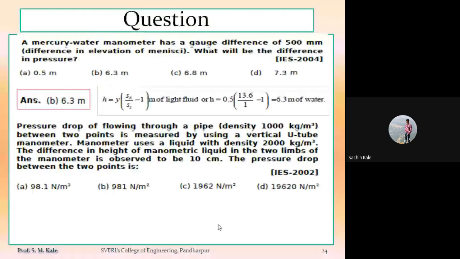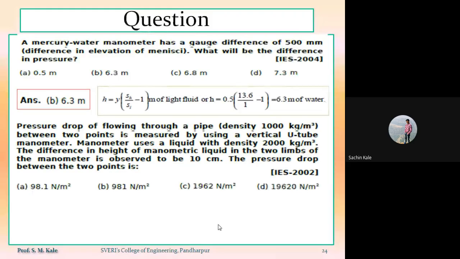The pressure drop of a flowing water, here the word water is missing. Pressure drop of flowing water through a pipe having density 1000 kg per meter cube between 2 points is measured by using a vertical U-tube manometer. The manometer uses a liquid with density 2000 kg per meter cube. The difference in height of manometric liquid in the two limbs of the manometer is observed to be 10 centimeter. The pressure drop between the 2 points is?